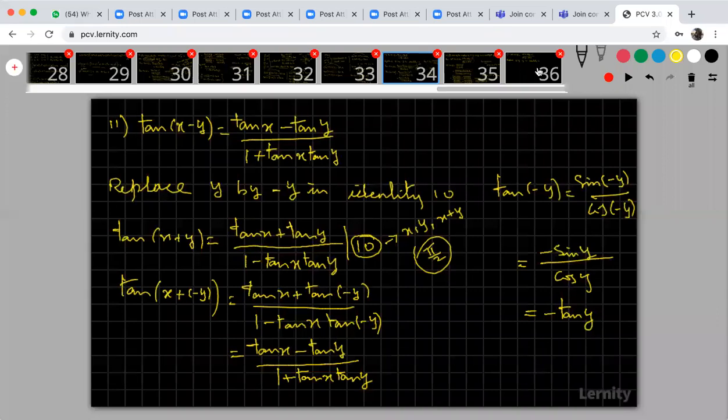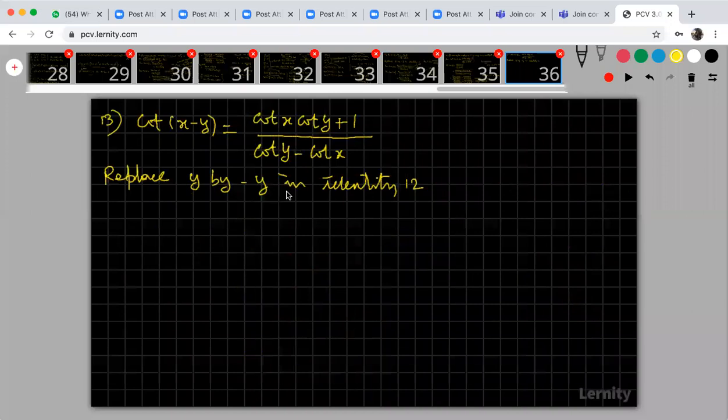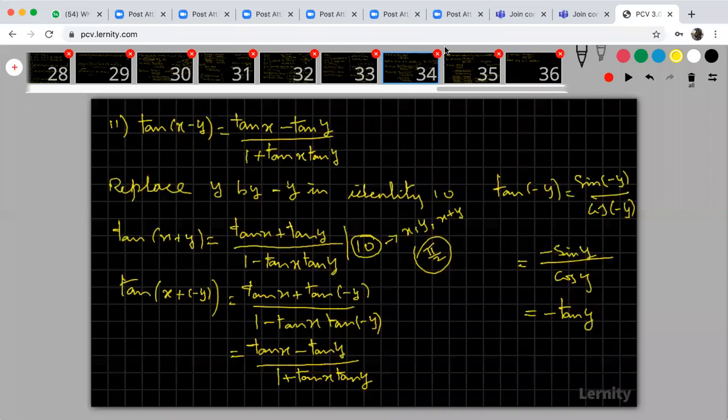Right. Now complete this. Just replace y by minus y. You will get the answer in identity 12. This is the homework, only 2 lines. You complete this. Yeah, good. Some have already finished the 13th one. Good, very good.